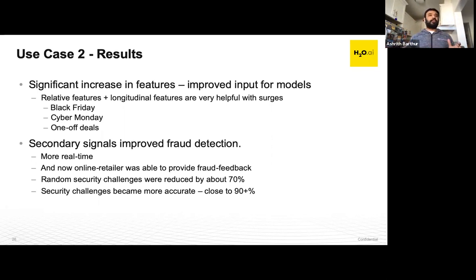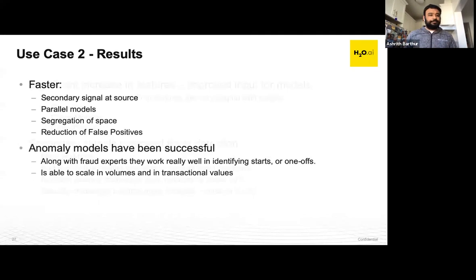90% of the times when there was fraud, we were able to send random security challenges, and that dissuaded people from getting in. So which added value. Things became, of course, faster. Secondary signal was available at source, which means that decisions were much faster for us to identify. The models were very parallel, which means that we never compromised on speed. The segregation of space helps. So it's segregation, and then parallelizing the model that helps the whole process.